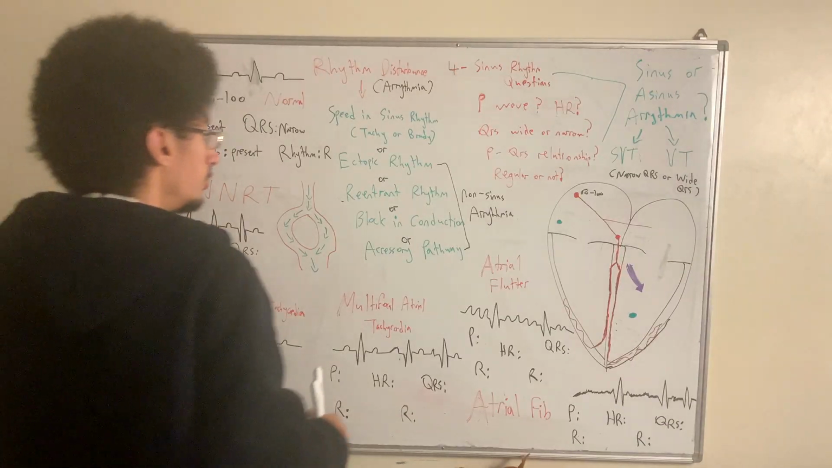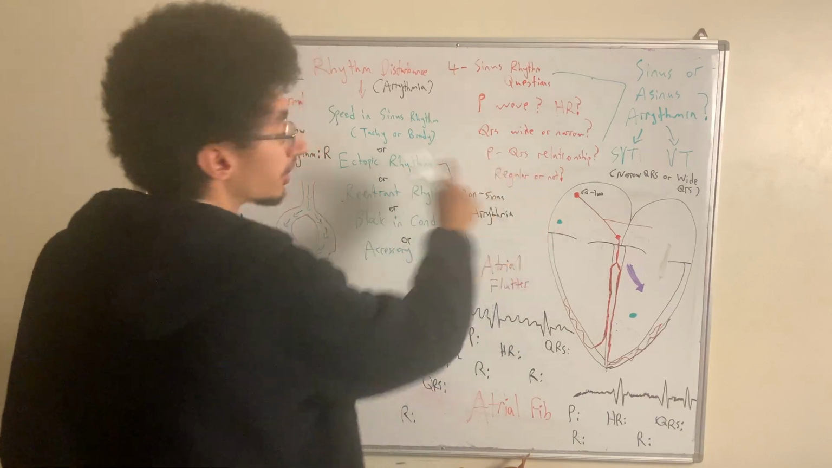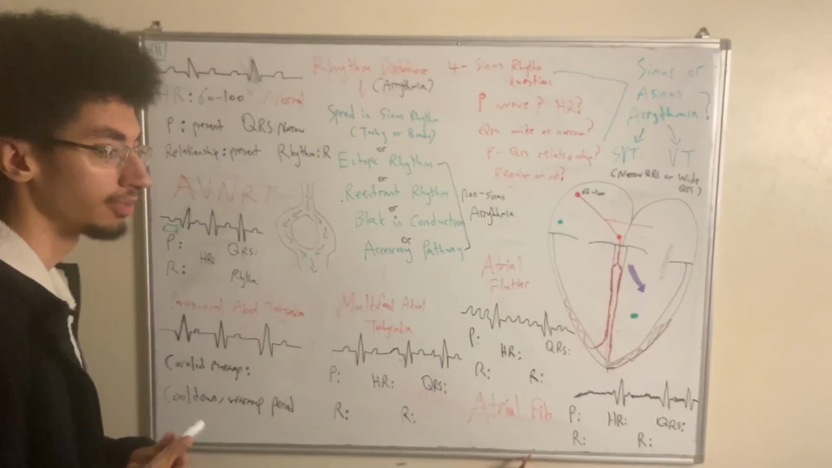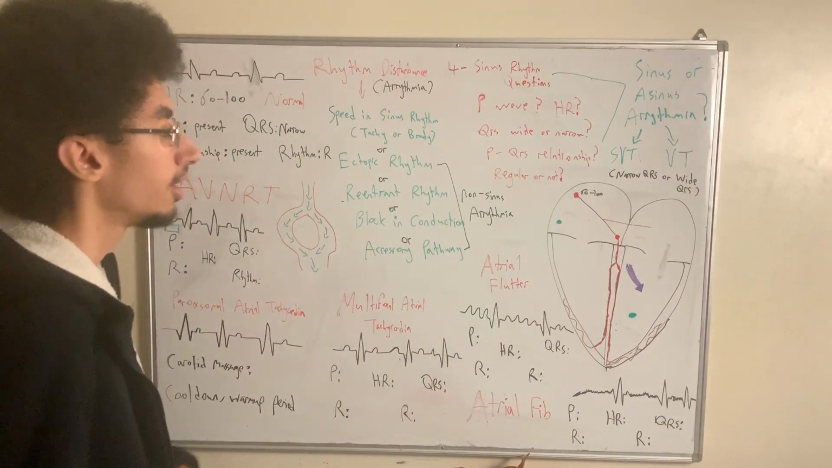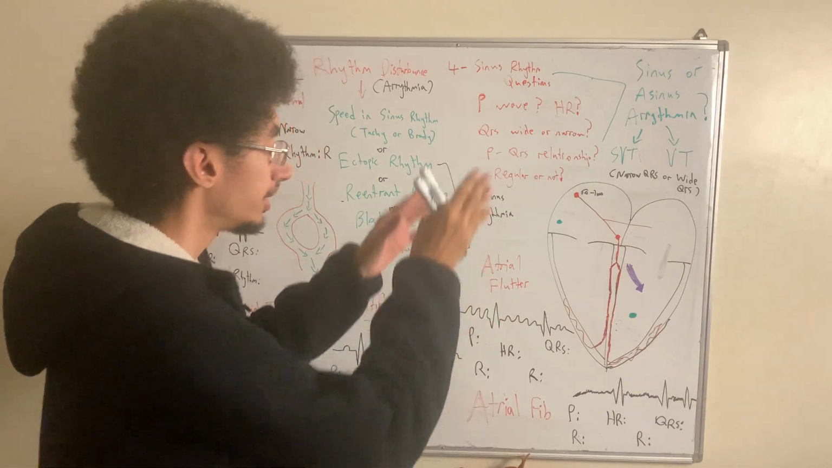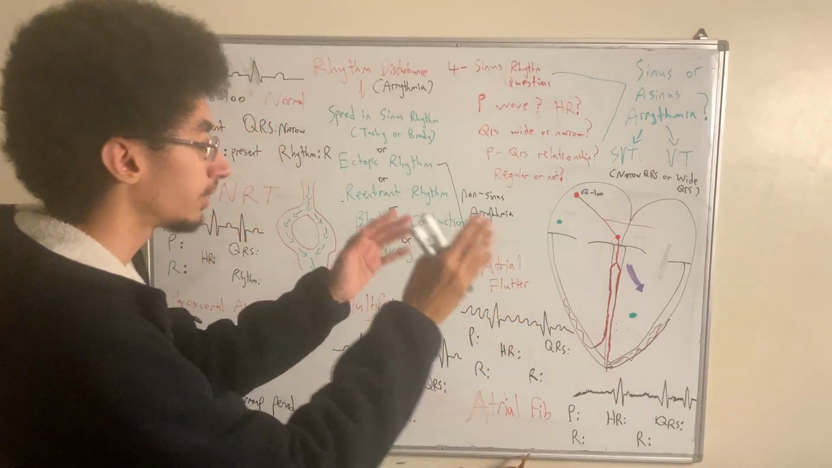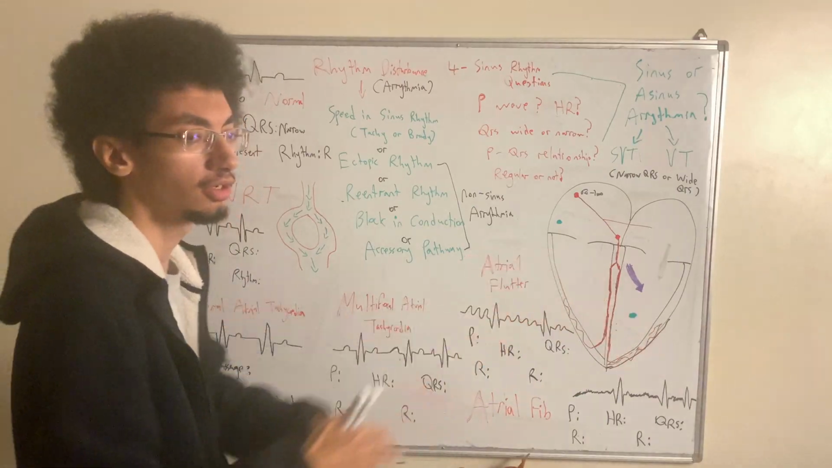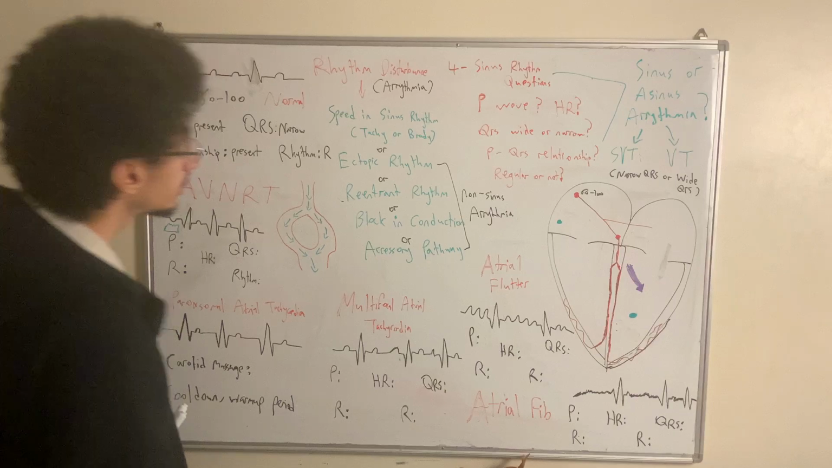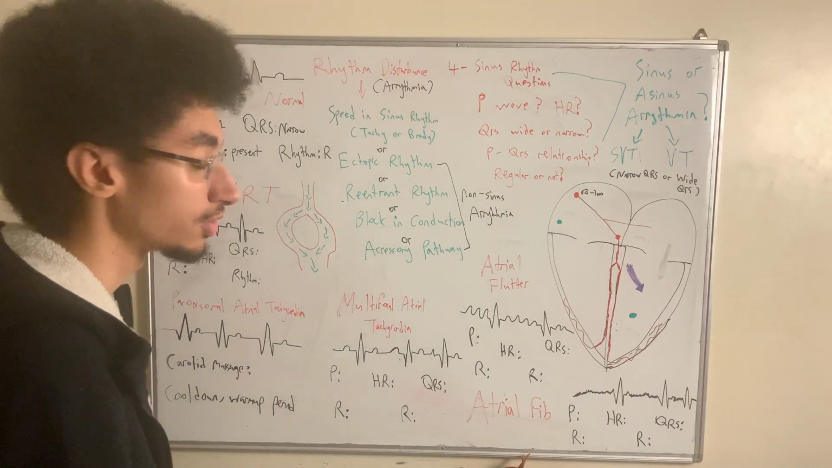And then you ask yourself, is the rhythm regular or irregular? And we talked about that in previous videos. You measure the distance between this R wave and this R wave, the R interval, if they're equal distance or not. You have a regular distance or an irregular distance. So those are the questions you can ask yourself in assessing the sinus rhythm.